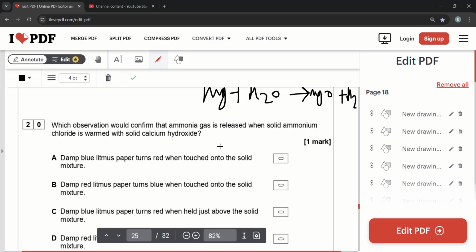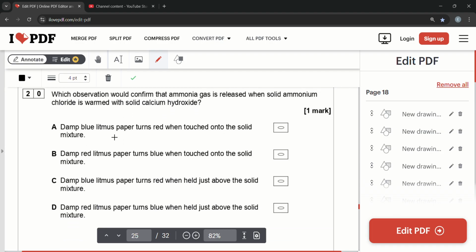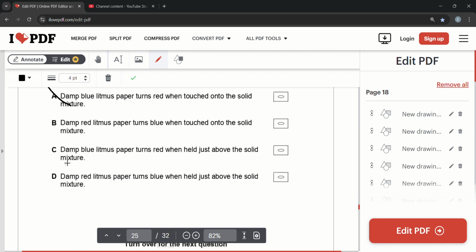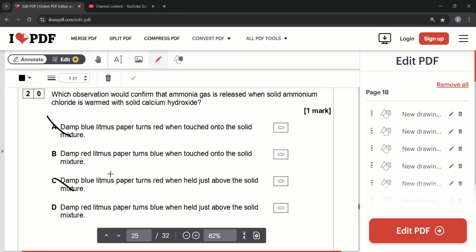Which observation would confirm that ammonia gas is released when solid ammonium chloride is warmed with solid calcium hydroxide? Blue litmus paper turns red. No. It's red litmus paper turns blue. That's for sure. So it's just B or D.